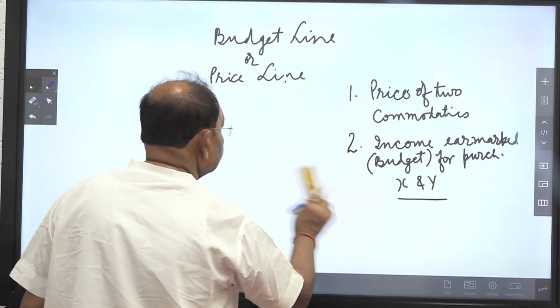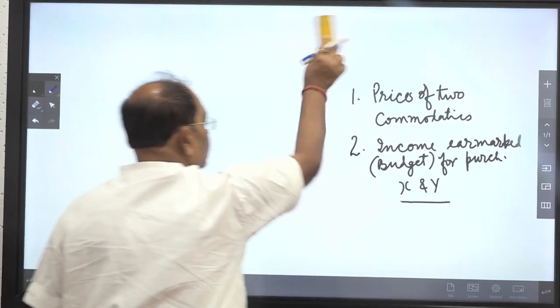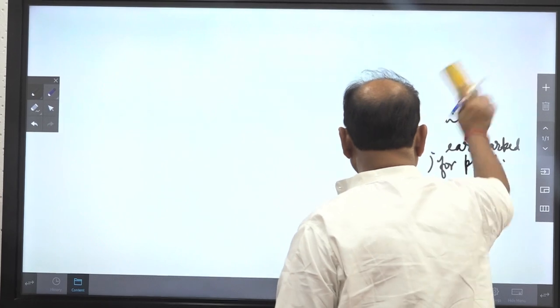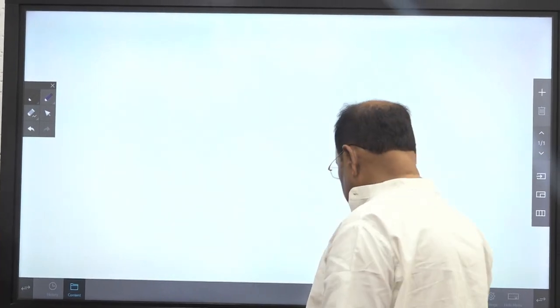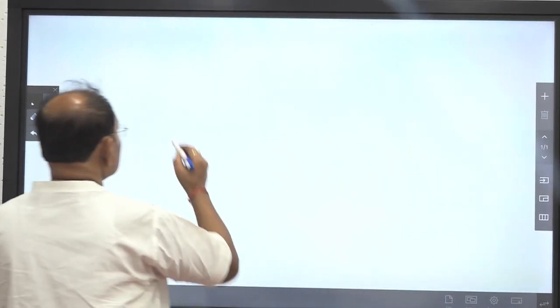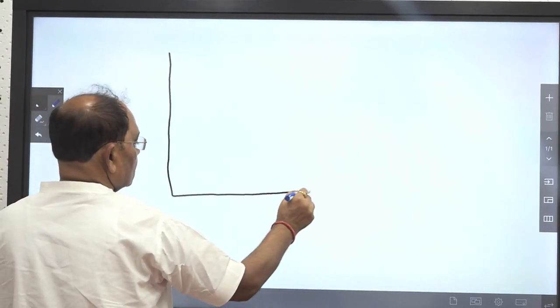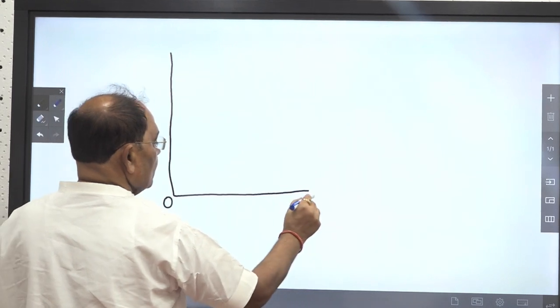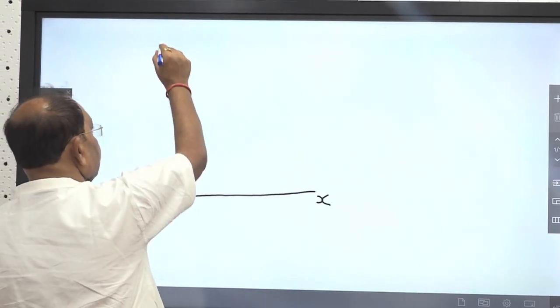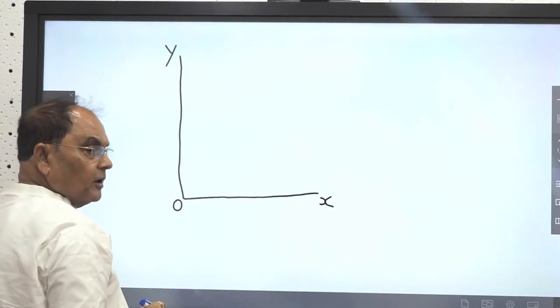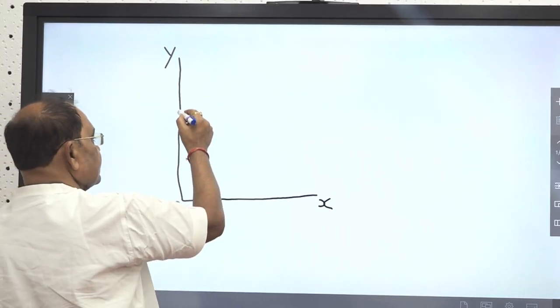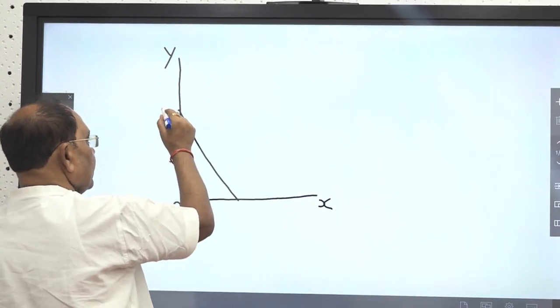If you have more than one budget line in a diagram, it is known as the budget map. See, this is a diagram wherein this is X commodity and this is Y commodity. This is a budget line LM.